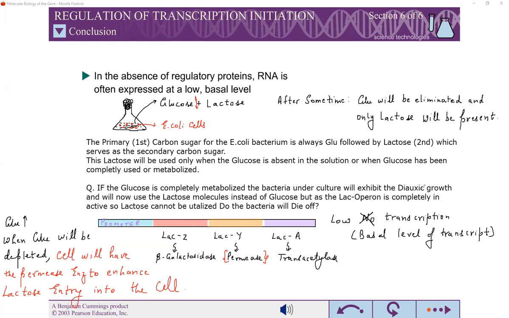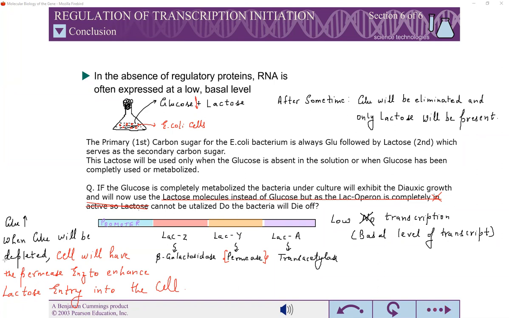the culture exhibits diauxic growth, so it now uses the lactose molecules instead of glucose. But as the lac operon is completely in an inactive state, lactose cannot be utilized. This is wrong. The lac operon is not in its inactive state. In fact, the lac operon is always present at its basal level of transcript.